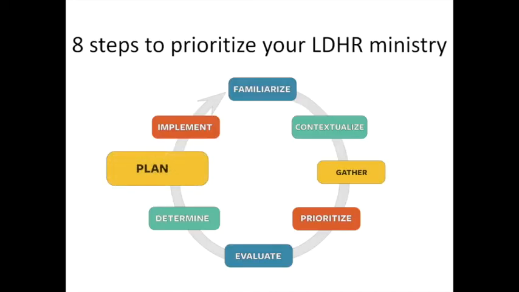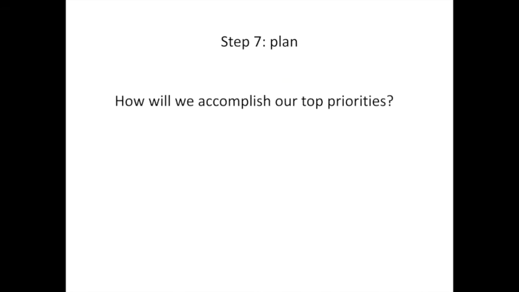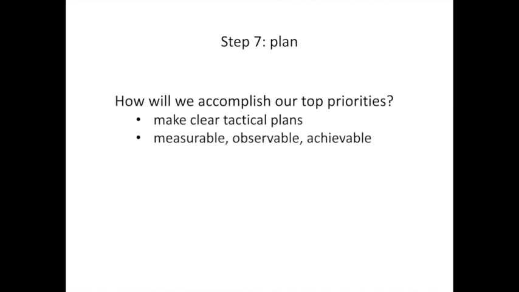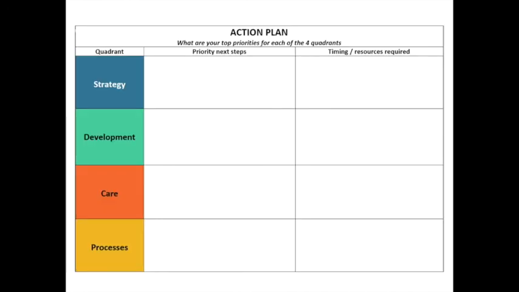Step 7 is to plan. Here we're asking, how will we accomplish our top priorities? We need to make clear tactical plans that are measurable, observable, and achievable. We've added an action plan page to the back of the tool that you can use to list your priorities for each quadrant, along with your tactical plans to achieve those priorities.